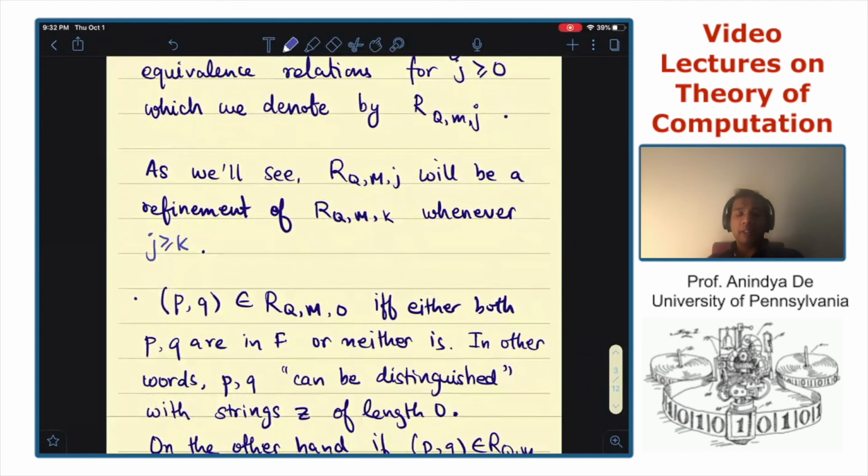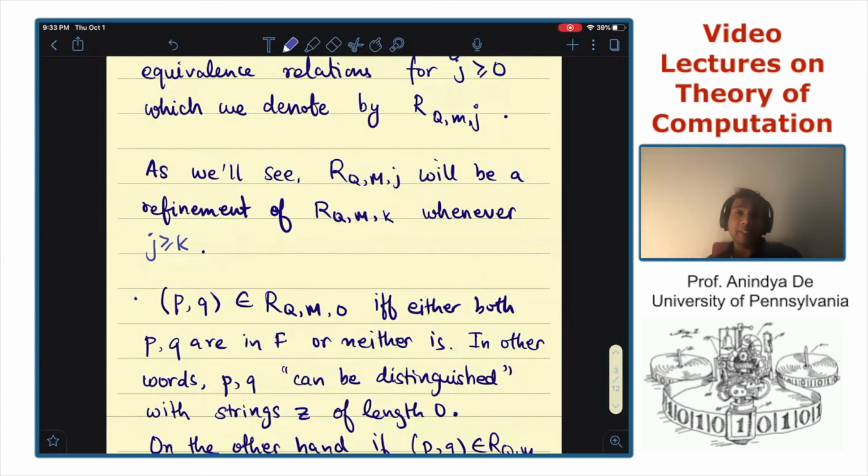So now let me define what R_{Q,M,j} is. Let's start with what R_{Q,M,0} is. Two states P, Q are said to be in R_{Q,M,0} if either both are accepting states or neither is. An instructive way to think about R_{Q,M,0}, even though the definition is very simple, is that first of all, observe that it's taking all the states and partitioning them into two parts, the accepting states and the non-accepting states.